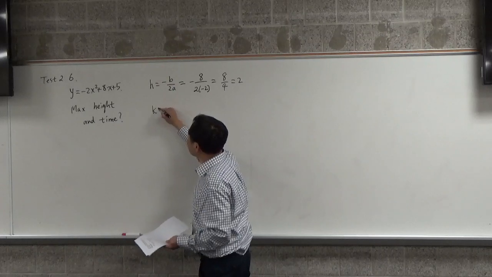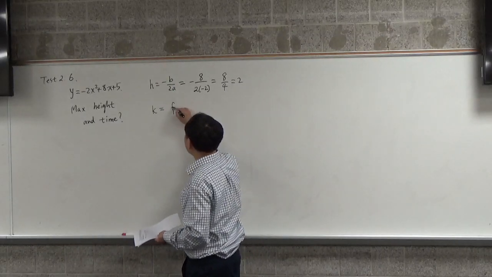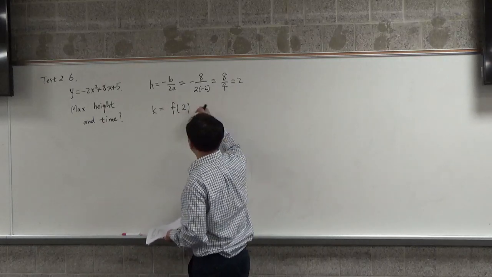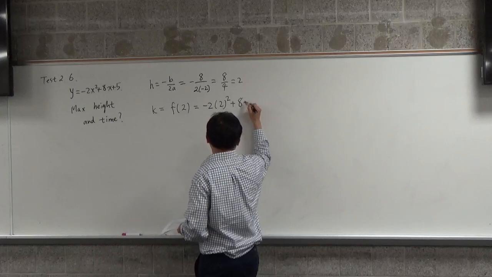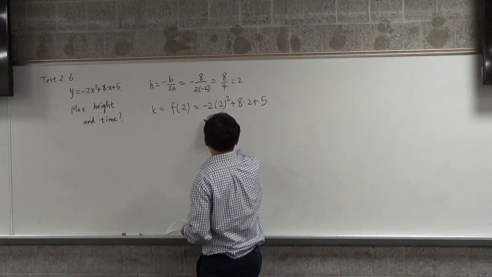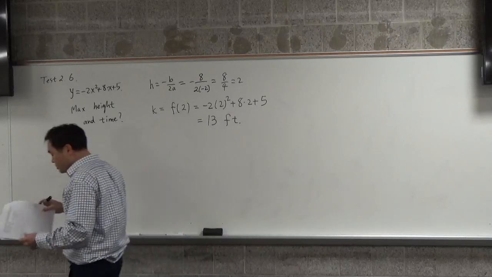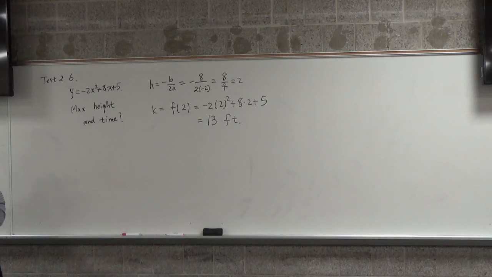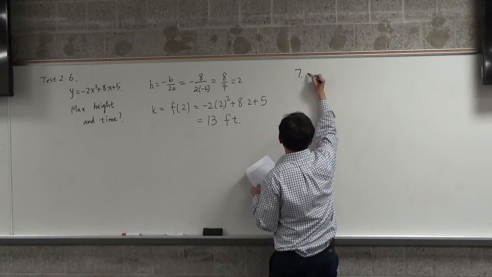Okay, how do you get the y-coordinate of the vertex? You evaluate the f at this value here, right? So it's negative 2 times 2 squared plus 8 times 2 plus 5, and that's going to give you 13. The unit was in feet. Okay, question 7 we skip.